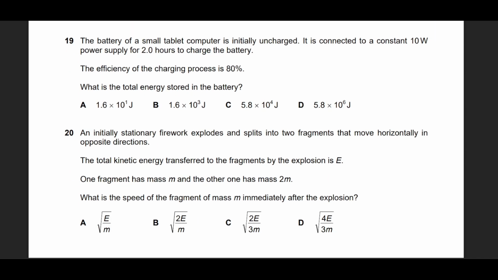Question number 19, we have the battery of a small tablet computer, initially 10 watts, 2 hours charge, 80% efficiency, very straightforward.